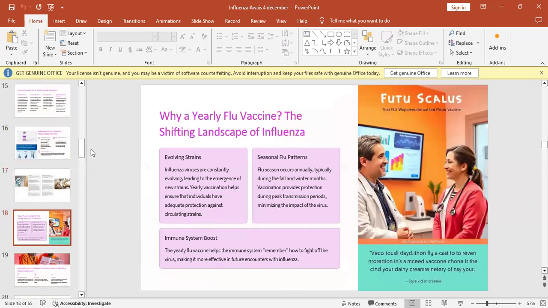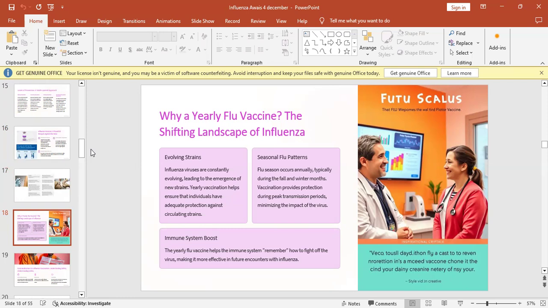So why is a yearly flu vaccine necessary? The shifting landscape of influenza. The first reason is that it has evolving strains. Influenza viruses are constantly evolving, leading to the emergence of new strains. Yearly vaccination helps to ensure that individuals have adequate protection against circulating strains.